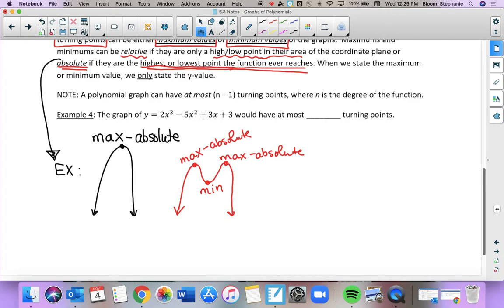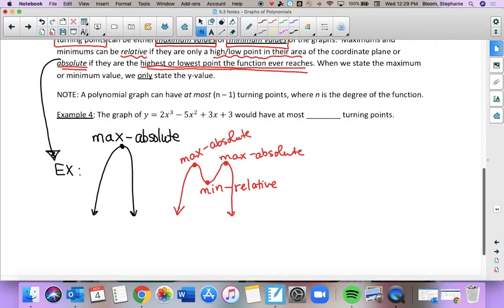Now, what about our min? Is that the lowest that the function goes right there? No. Does everybody see that it's going forever and ever and ever down here? So that's not the lowest. So what would this min be? Relative. Good. Okay, so that's just an example. So you're always going to have maxes and mins. We need to be able to identify if they're relative or absolute.